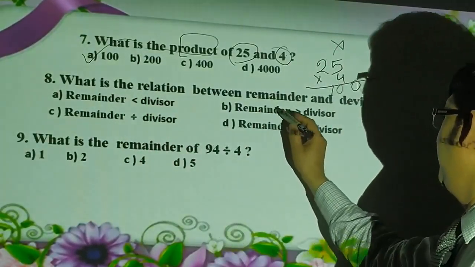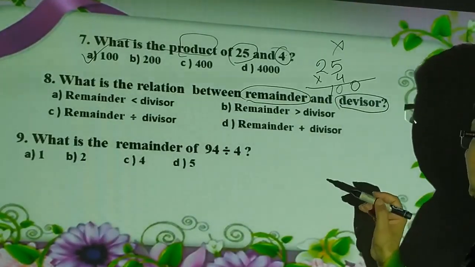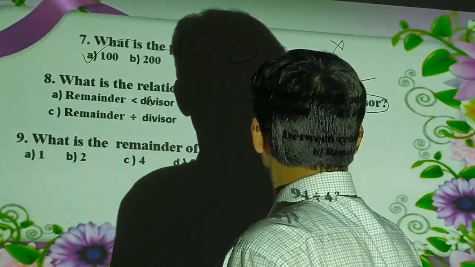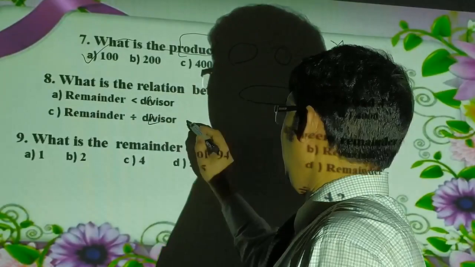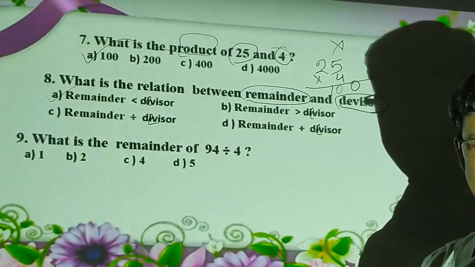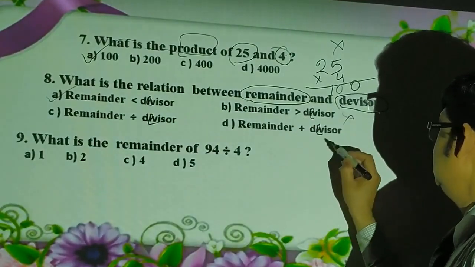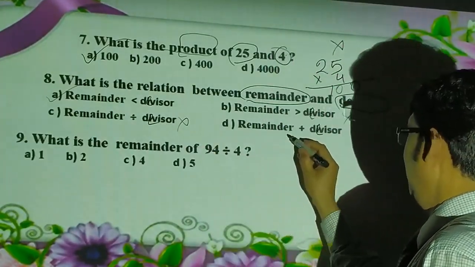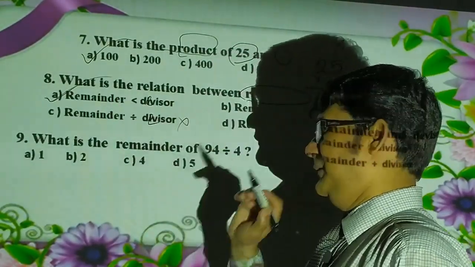What is the relation between remainder and divisor? So, okay, my students, this is a divisor. The right answer is remainder less than divisor. You see, in the textbooks. And the others given: remainder is greater than divisor, no. Remainder divided by divisor, no. Remainder plus divisor, no. So our right answer is remainder less than divisor.